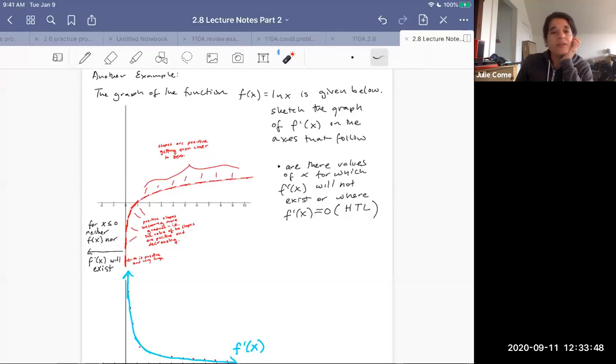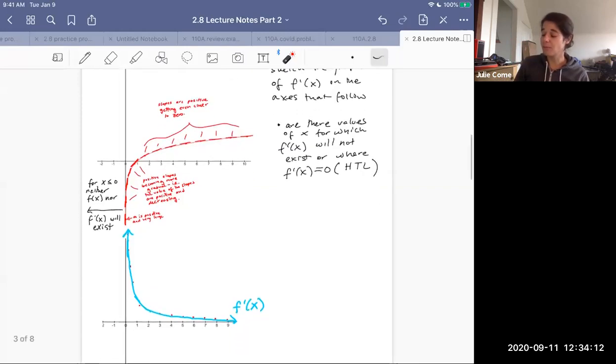Remember, you don't have to be super technical. Look for those horizontal tangent lines. Look for where do I have positively sloped tangent lines? That means your derivative is going to have positive y values at those points. And where do I have negatively sloped tangent lines? That's going to mean that your derivative graph has y values below the x-axis, negative values at those values of x.